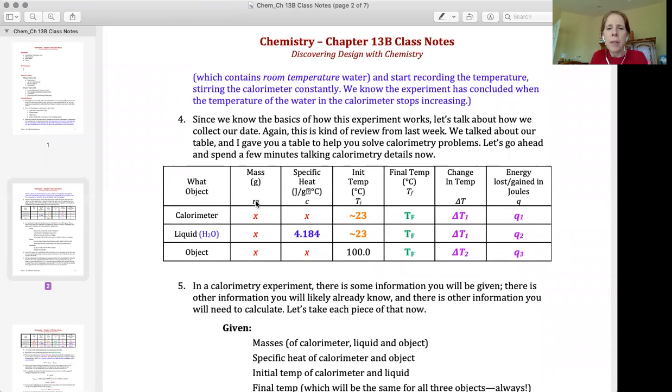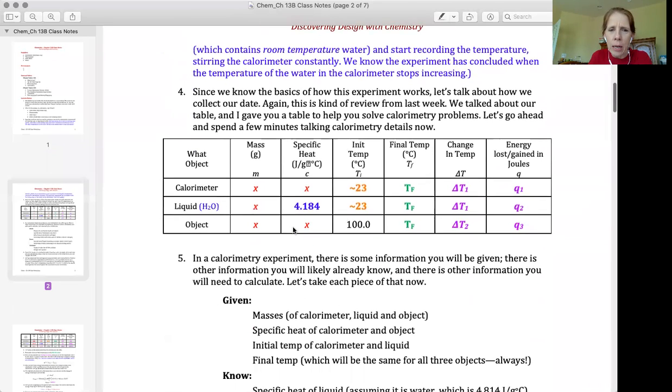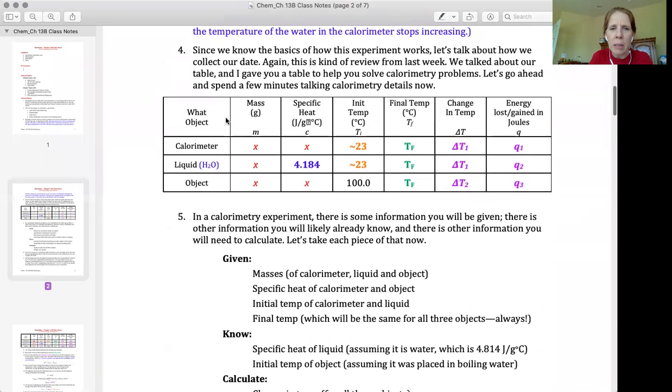So this is a calorimetry table. And in any calorimetry experiment, there's going to be some information that you do know and other pieces of information that you don't know. So oftentimes what you're going to be given is a mass of a calorimeter, a specific heat of the calorimeter, which would be this one right here, your initial temperature of your liquid, and your initial temperature of your calorimeter. Those are things you do need to know to be able to do the experiment and actually calculate the data, right?